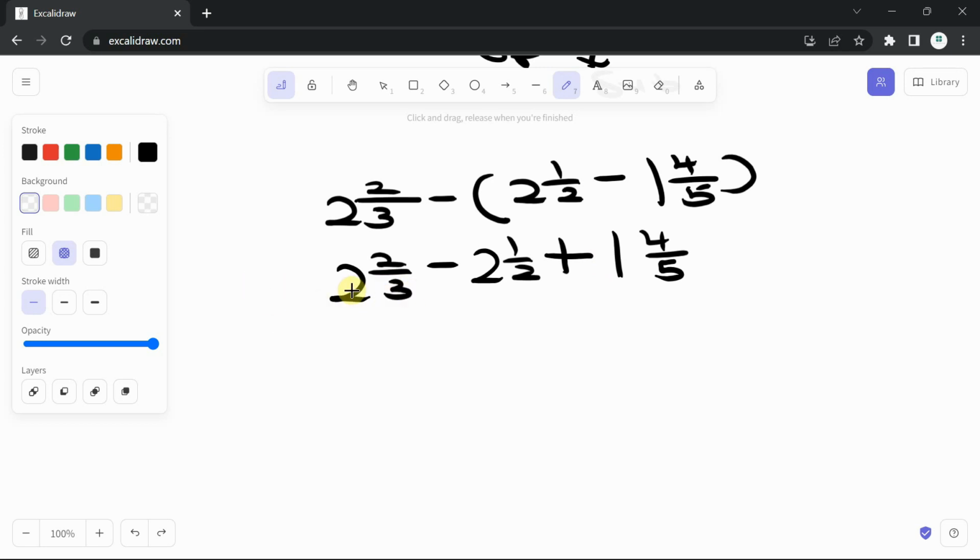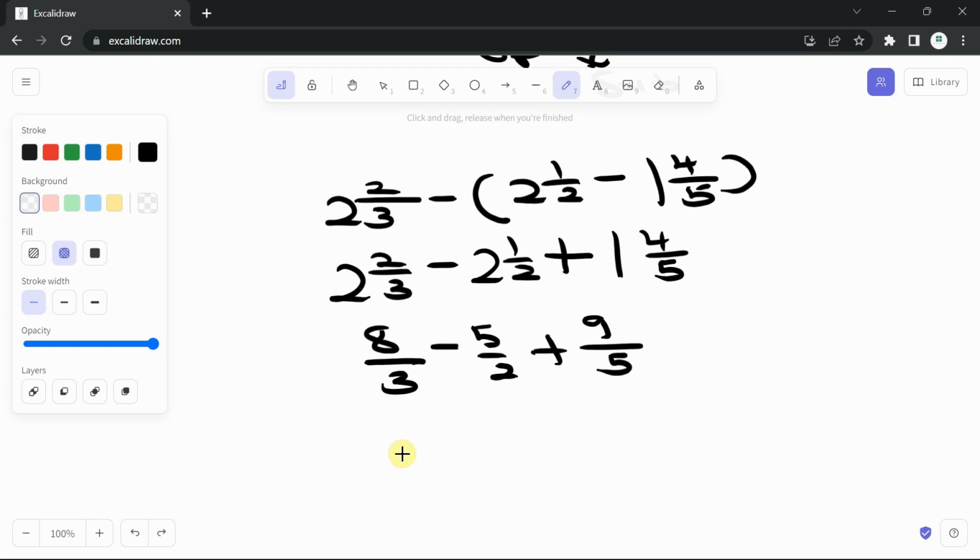So 3 times 2 is 6. 6 plus 2 is 8. 8 divided by 3 minus 2 times 2 is 4. 4 plus 1 is 5. 5 over 2 plus 5 times 1 is 5. 5 plus 4 is 9, so 9 over 5, right? So this is another time again for you to pause the video and try to find the LCM of 3, 2, and 5.